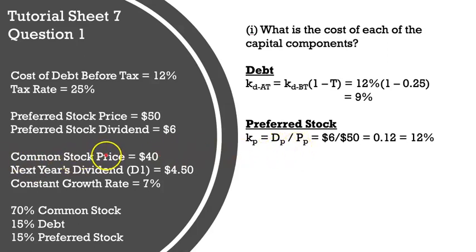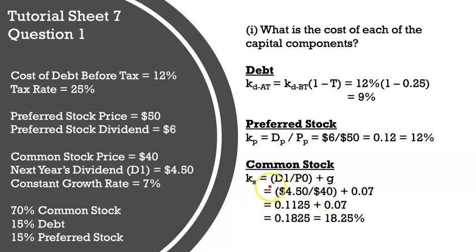All right, let's move on to common stock. Our common stock price, $40. The dividend next year, D1, is $4.50, and the constant growth rate is 7%. So we have everything we need. We can jump right in, and we have the cost is equal to D1 over P0 plus g. So we have $4.50 divided by $40 plus the growth rate 7%. And all of this works out to 18.25%.